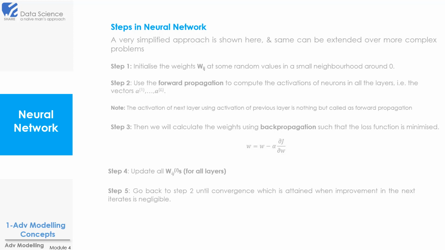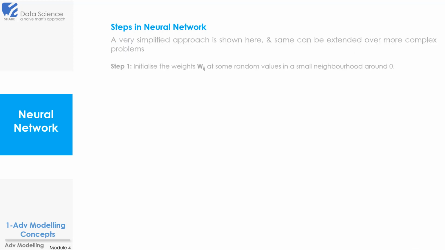Now, as I said earlier, step 3 is a very important step. So let's see this in a bit more detail. So in the first step, we initialize the weights wij at some random values in a small neighborhood around 0. So here weights are being denoted with wij, but earlier we used the notation theta ij. So both are the same, there is no difference in it. You can even write theta ij here.